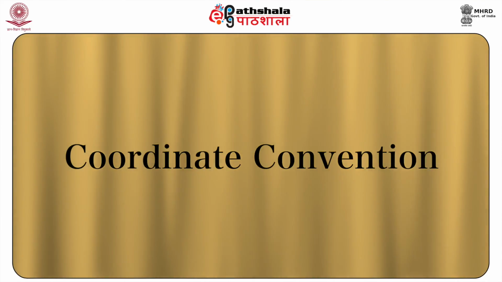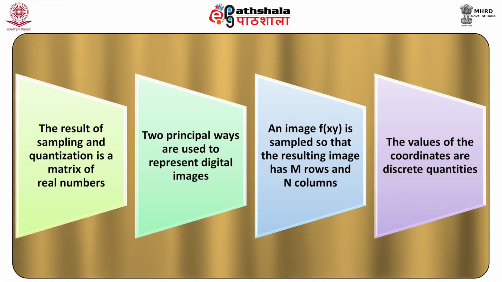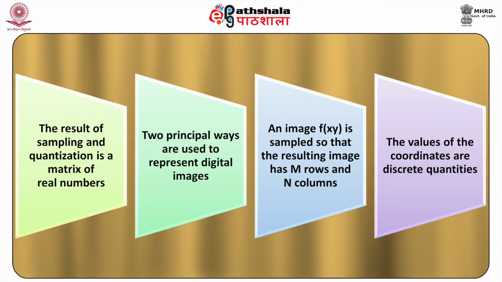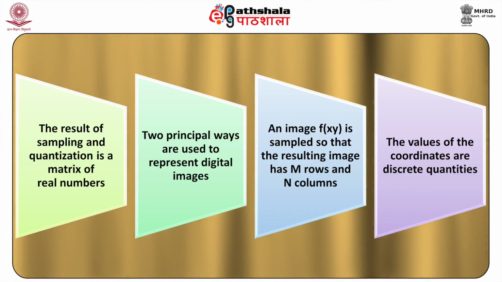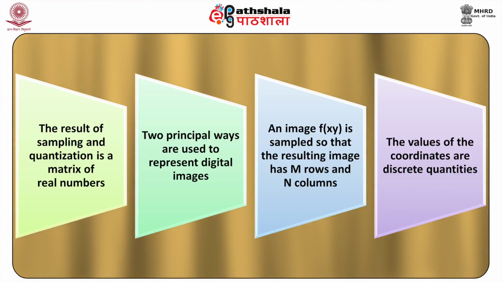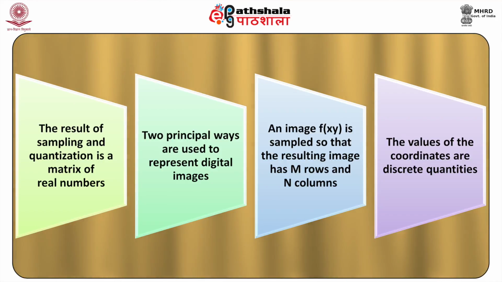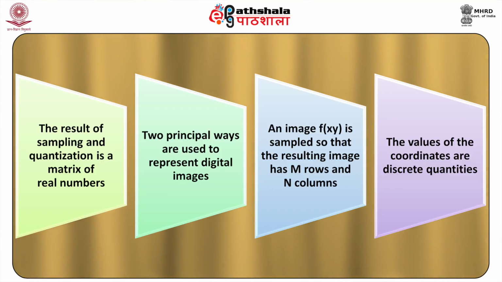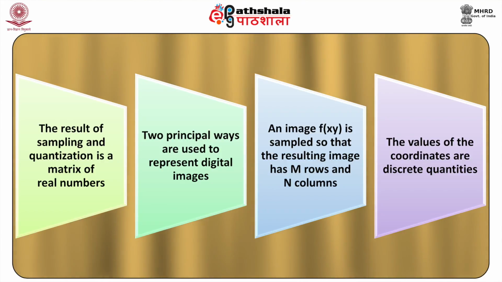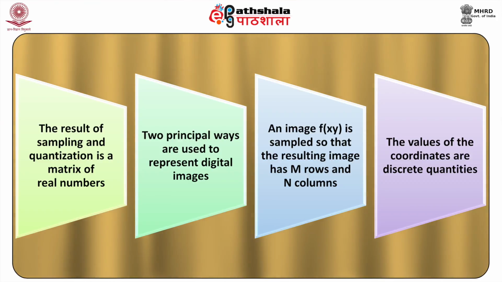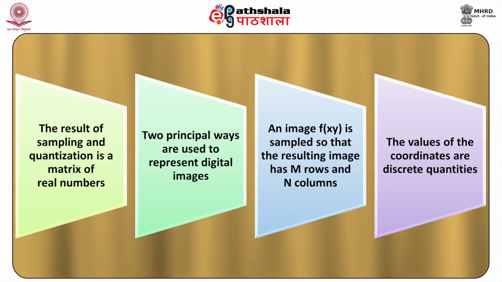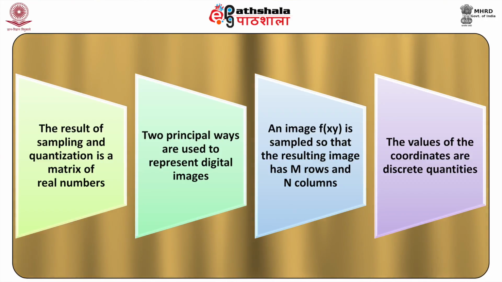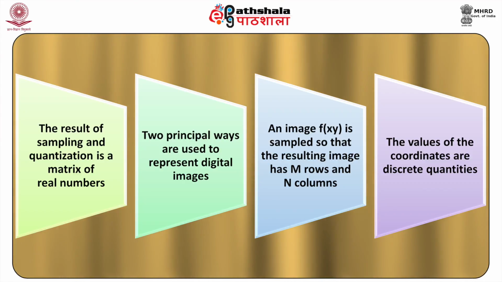Next, about the coordinate conventions. The result of sampling and quantization is a matrix of real numbers. Two principal ways are used to represent digital images. An image, that is the function f(x,y), is sampled so that the resulting image has m number of rows and n number of columns. That is, you can also represent it as m cross n. The values of the coordinates are discrete quantities.